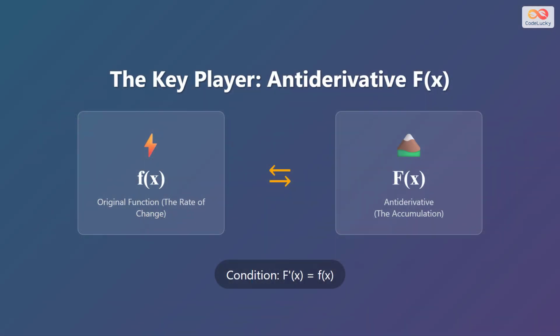To solve this efficiently, we need a key player. The antiderivative, denoted here by a capital F. If little f of x represents a rate of change, then capital F of x represents the accumulation of that quantity. The condition is simply that the derivative of capital F must equal our original function, little f.